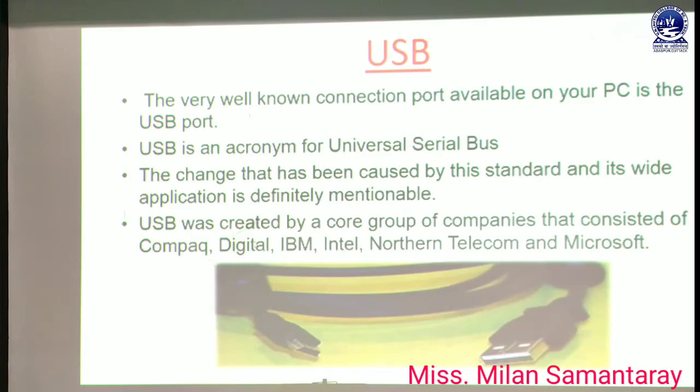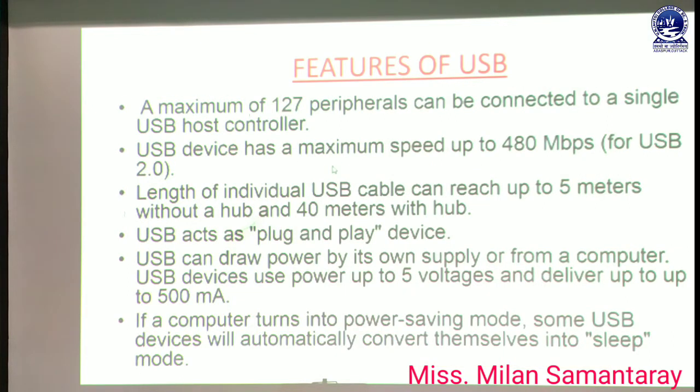And then USB was created by a core group of companies that consist of Compaq, Digital, IBM, Intel, Northern Telecom and Microsoft. So this group of companies are the members of the core group which created this USB. So this is the diagram, and this part is connected to the device and this is connected to the CPU. So this is our USB port and this cable is called our USB cable. Then what are the features of USB?